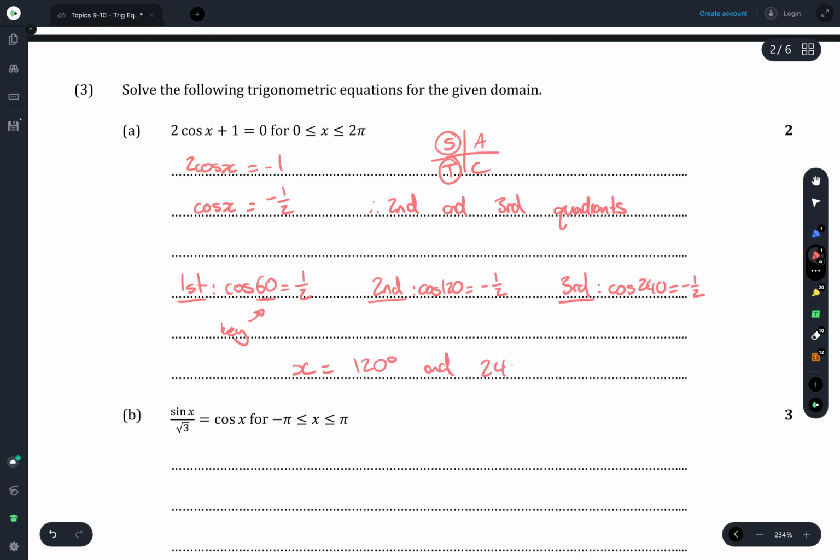and 240 degrees. However, we don't want our answer to be in degrees, and this is an important thing to realize. The question wasn't asking me to find the solutions between 0 and 360 degrees. Instead, the question was asking me to find the answer between 0 and 2 pi, meaning that I have to convert both of these angles into radians. So the way that we do that, of course, is we'll just divide by 180 and put a pi in there. So 120 degrees is 2 pi over 3. And 240 degrees is 4 pi over 3. And there's your two solutions.